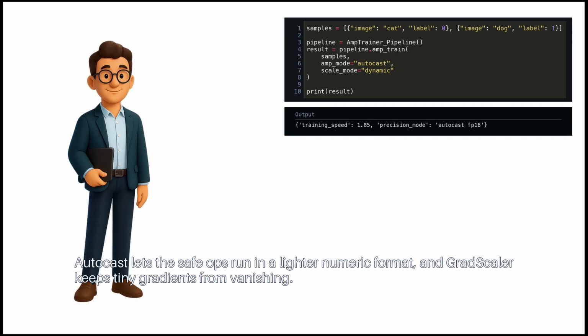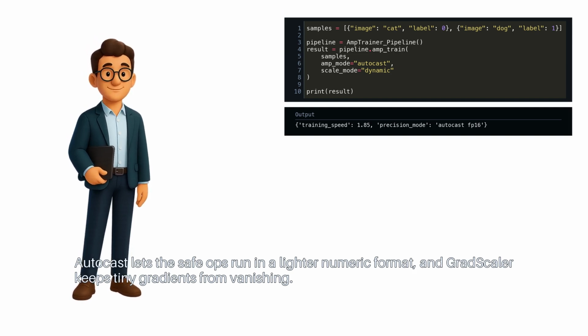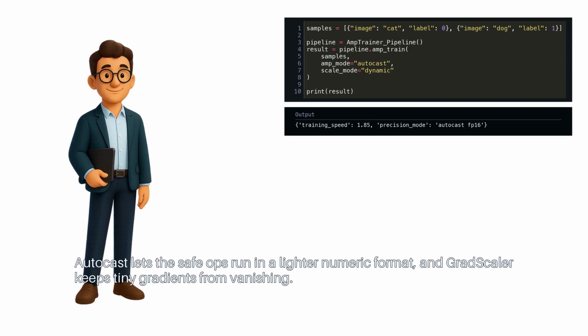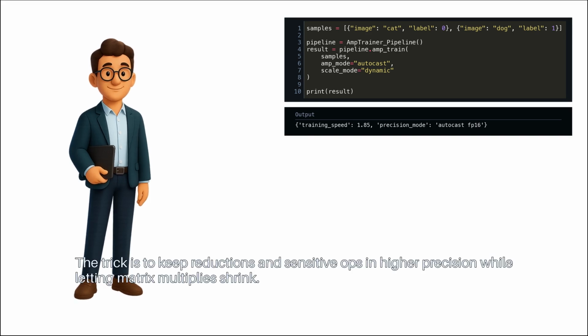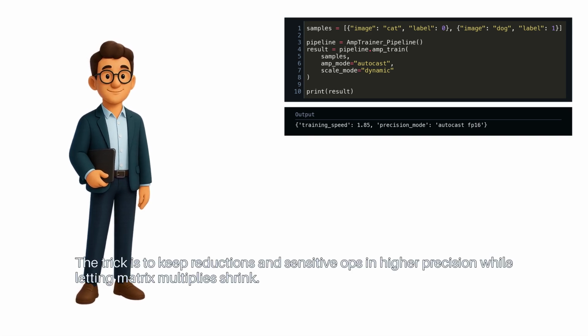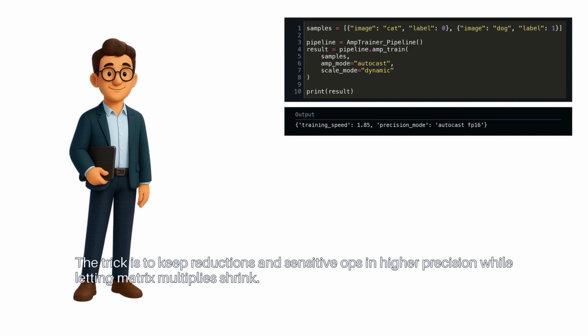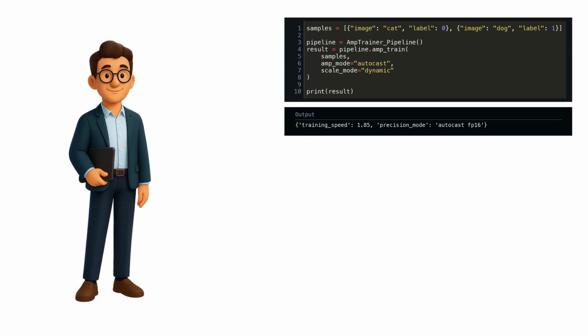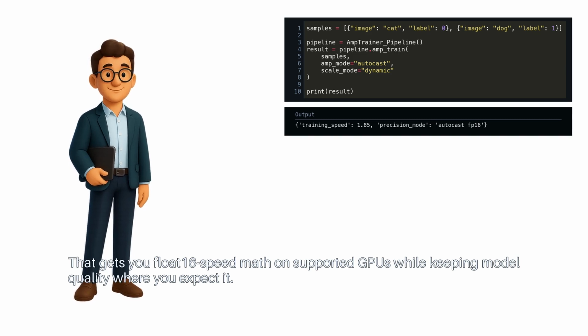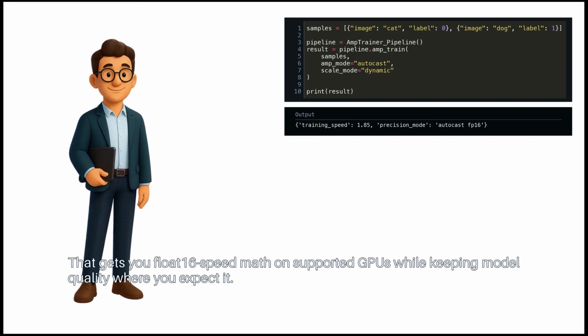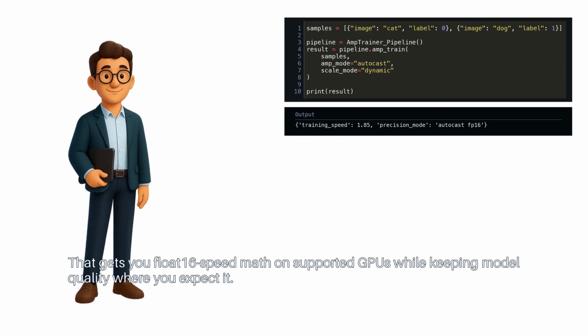Autocast lets the safe ops run in a lighter numeric format. And GradScaler keeps tiny gradients from vanishing. The trick is to keep reductions and sensitive ops in higher precision, while letting matrix multiplies shrink. That gets you float16 speed math on supported GPUs, while keeping model quality where you expect it.